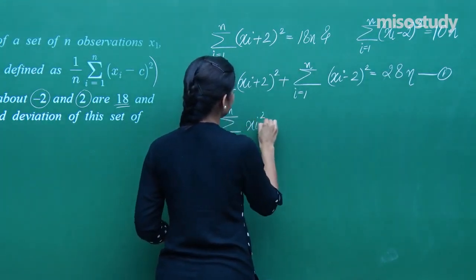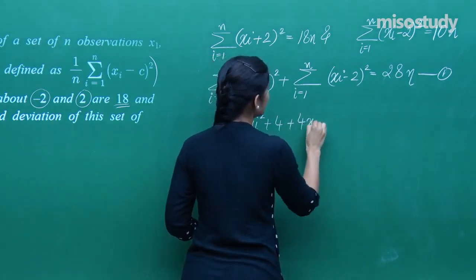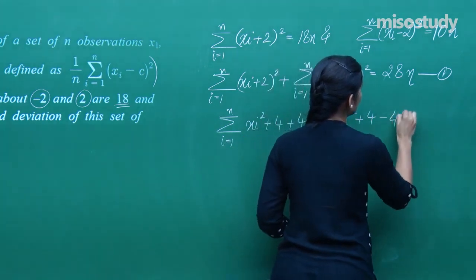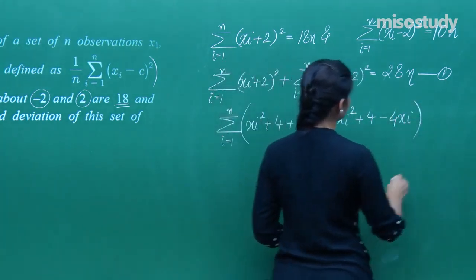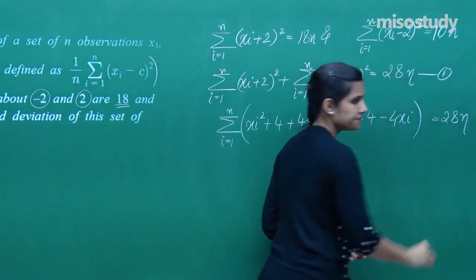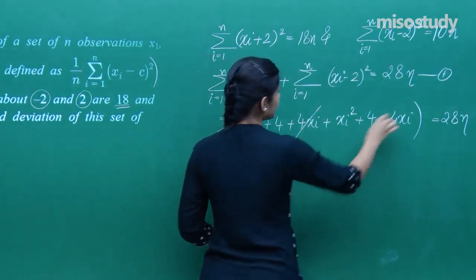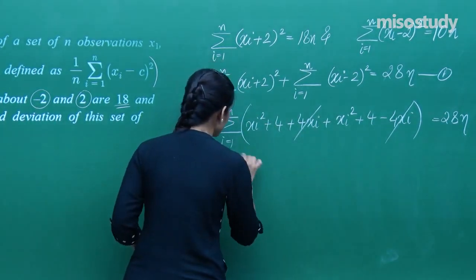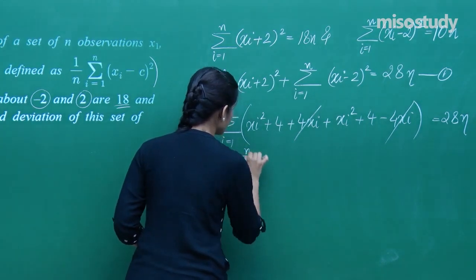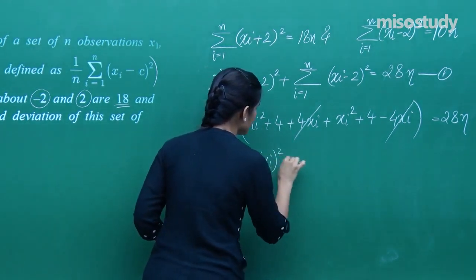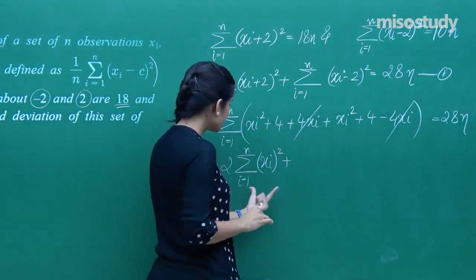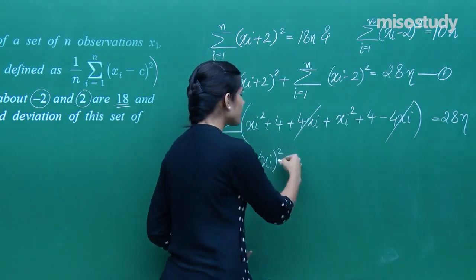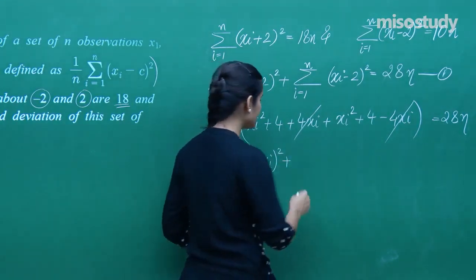You get xi square plus 4 plus 4xi plus xi square plus 4 minus 4xi is equal to 28n. This gets cancelled, you are left with 2xi square plus 2 times 4. This gives you twice of summation i running from 1 to n (xi square plus 4). But this summation, if I am breaking it, goes along with 4 also, which is summation i running from 1 to n of 4. That means add 4 to itself n times, you get 4n.